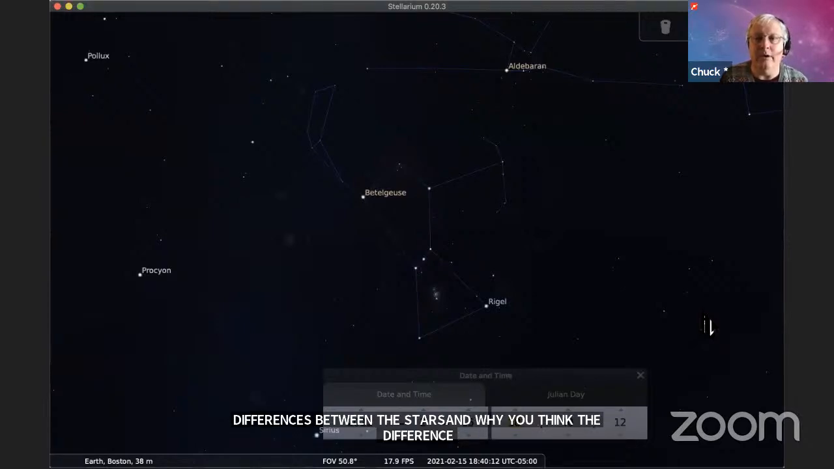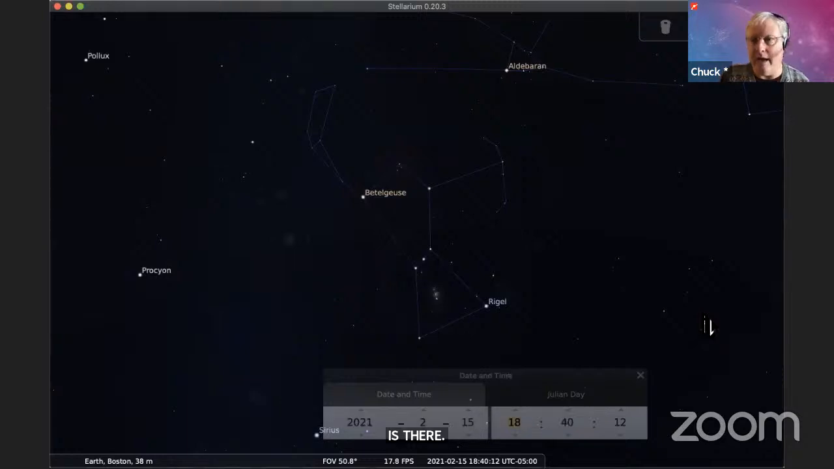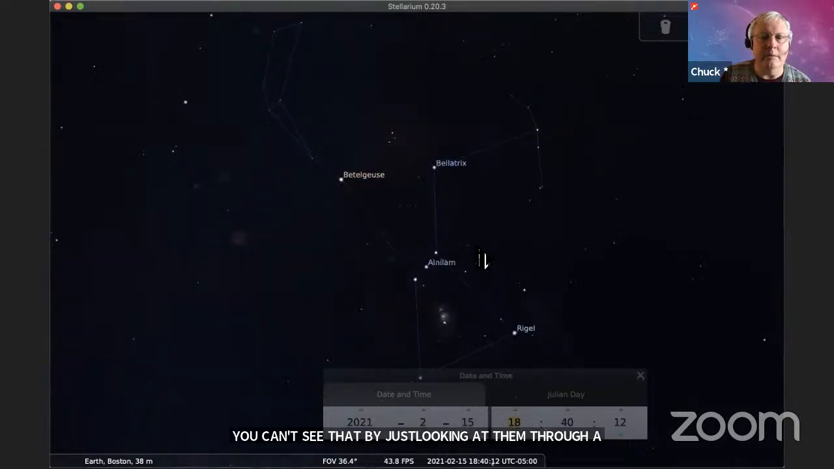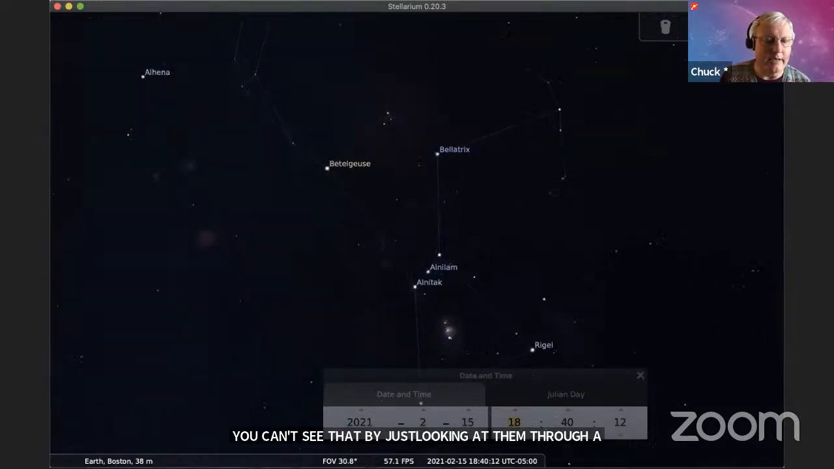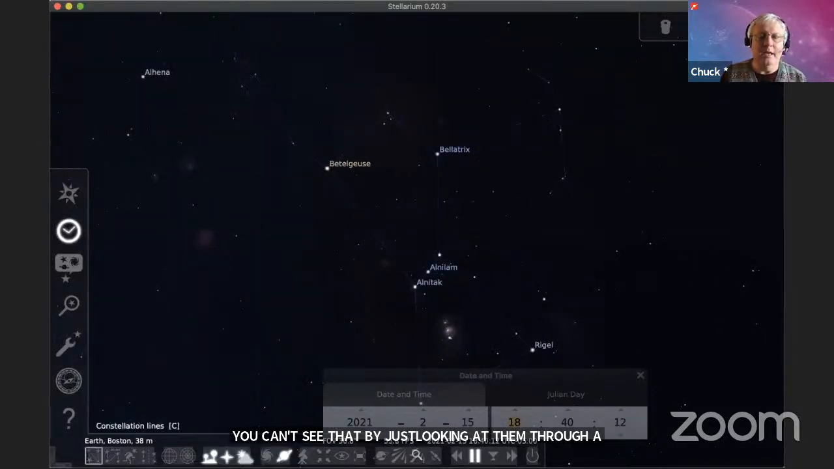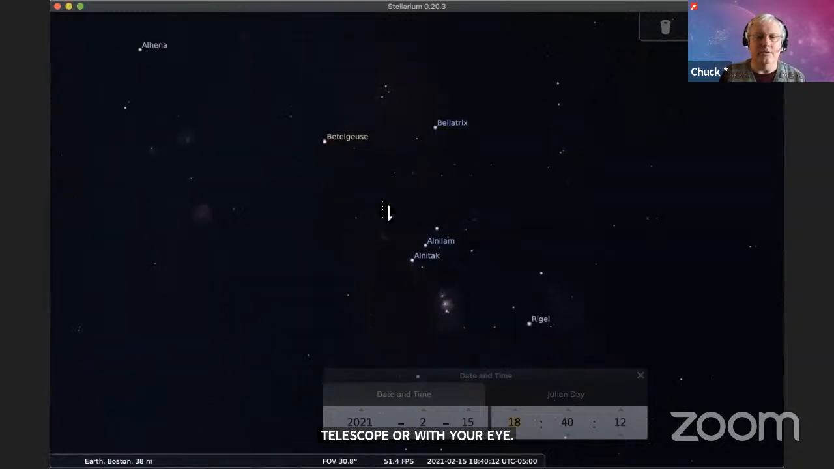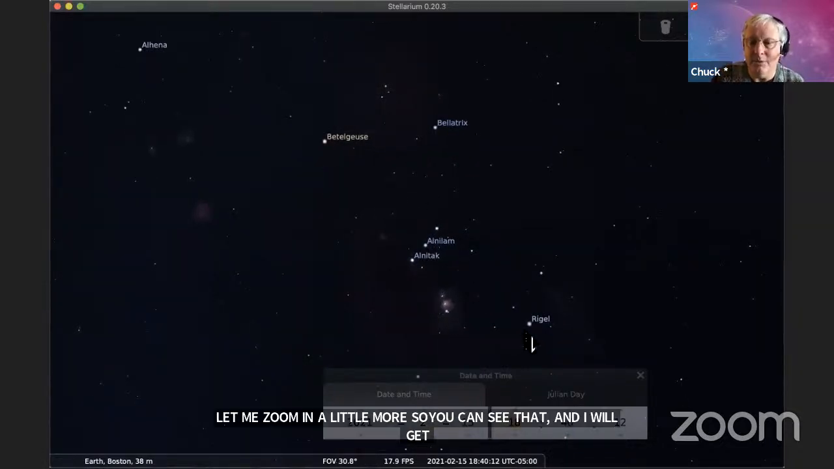One is bigger. Yeah, actually, they both look about the same brightness. They are different in size, but you can't see that fact by just looking through a telescope or even with your eye. Betelgeuse looks bigger. Well, maybe. I'm going to zoom in a little more so you can see that, and I'm going to get rid of that line. So Betelgeuse and Rigel. Do you notice another difference? Somebody said one looks blue and one looks orange. There is a difference in color.